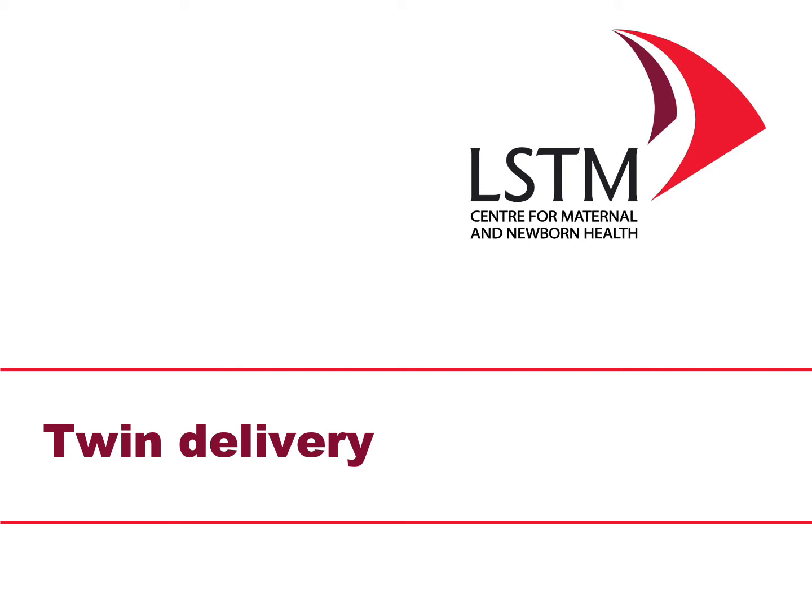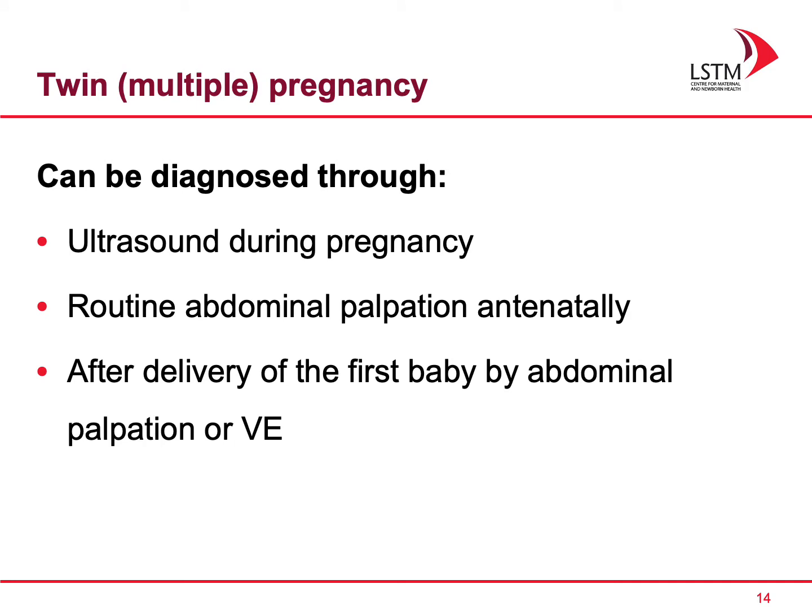We can now move on to twin delivery. And twin delivery, or what we call multiple pregnancy, we always diagnose through ultrasound during pregnancy, or sometimes we can do routine abdominal palpation antenatally, where we get the multiple fetal pulse, or sometimes we diagnose them after delivery of the first baby by abdominal palpation or by VE, where we note that there's still another baby. It happens.